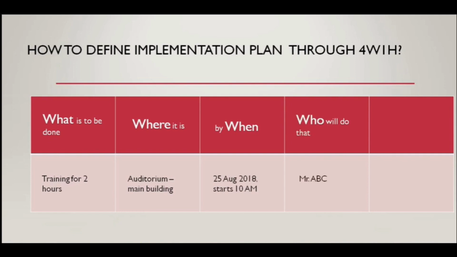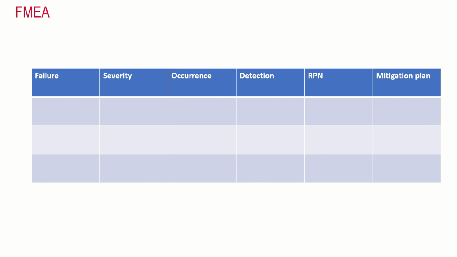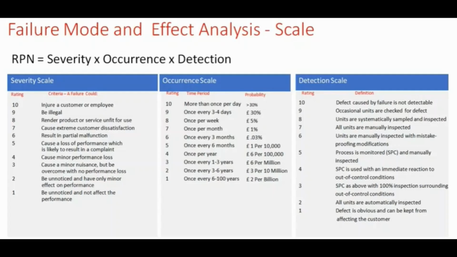Who will do that? Mr. ABC will do that. And how will it be done? As per the training plan and agenda, it would be done. The next tool is FMEA. FMEA stands for Failure Mode Effect Analysis, in which you identify the failure mode here, and the next thing is the severity of the failure mode, the occurrence of the failure mode, and the detectability of the failure mode.